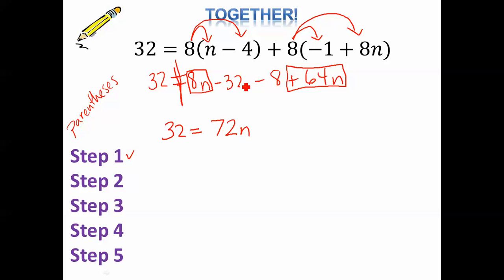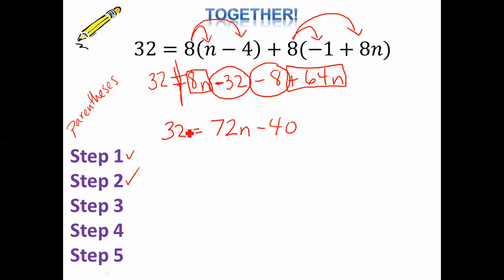Then we look and we see a negative 32 and a minus 8. Those are both just plain numbers. We can combine them. Remember, take your signs with you. Negative 32 minus 8 is negative 40. Now we have combined like terms.